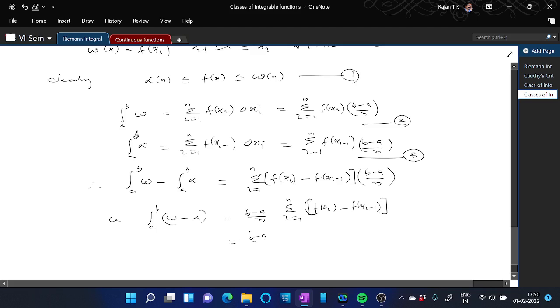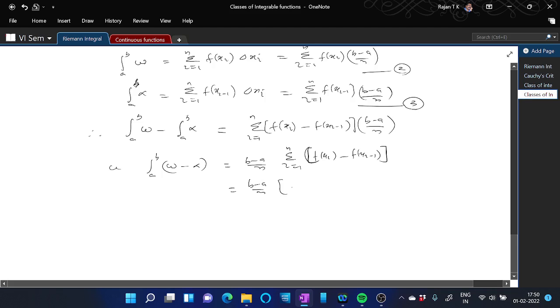That's equal to (b minus a) divided by n into, if you expand this summation, you can see that this is f of x1 minus f of x0 plus f of x2 minus f of x1 plus etc. plus f of x_n minus f of x_{n-1}. Cancelling, say telescopic sum, cancelling f of x1 plus minus f of x1 and so on, you will get inside only f of x_n minus f of x_0, which is equal to (b minus a) divided by n into (f of b minus f of a).